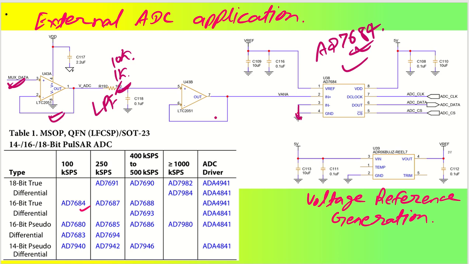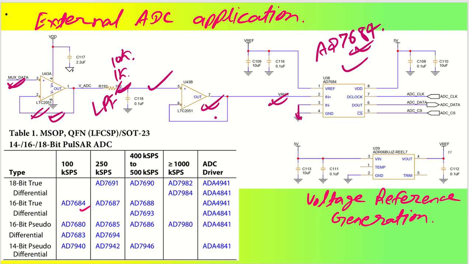Then again it is going to pass through a buffer. Otherwise, if you want, you can directly send it to the ADC, but it is always recommended to use as many buffers as possible. You can send it to your VANA, to the input of your ADC. And this input of your ADC is going to generate an output based on the ADC conversion.